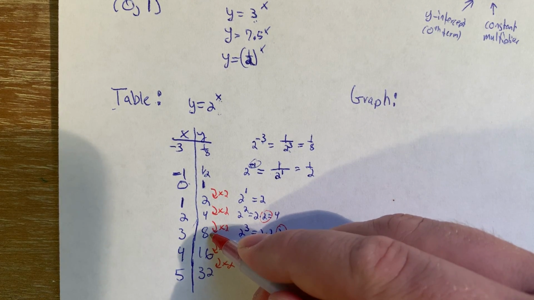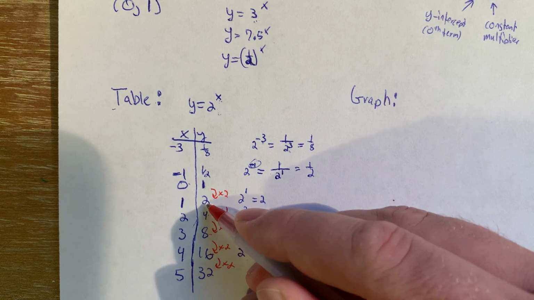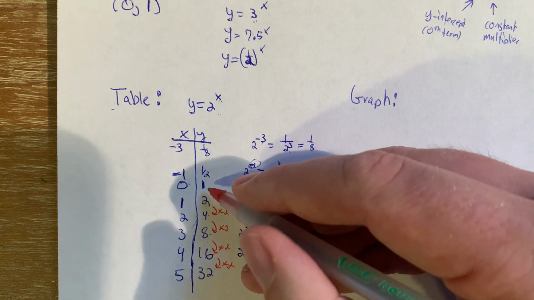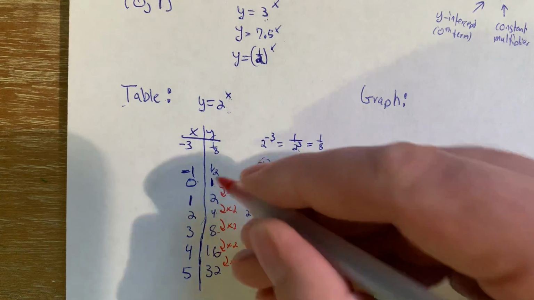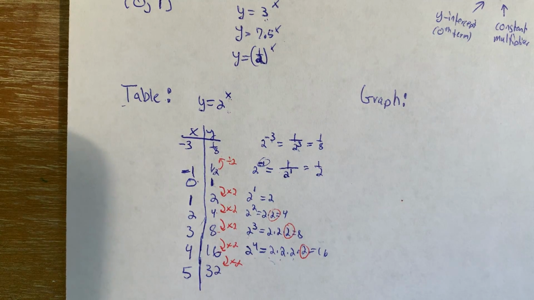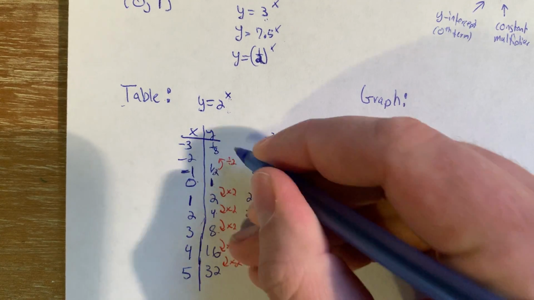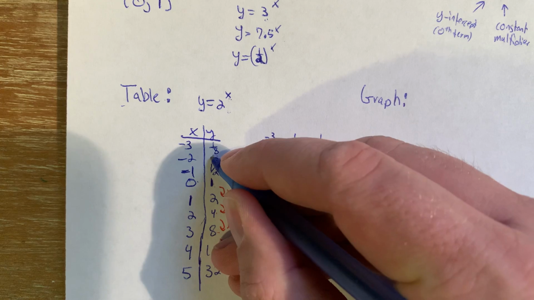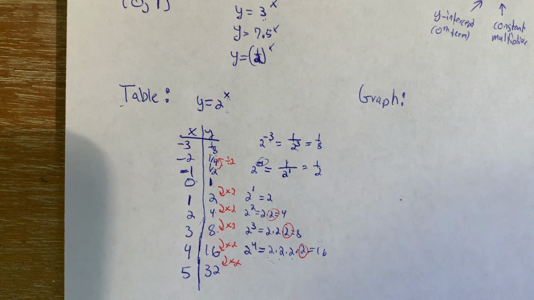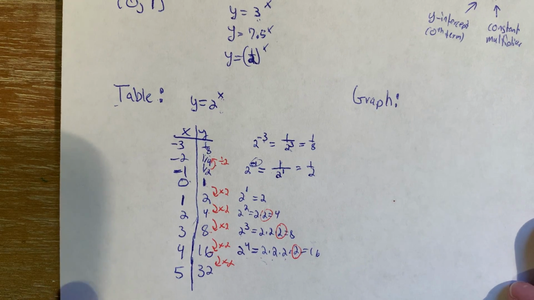16 divided by 2 is 8. 8 divided by 2 is 4. 4 divided by 2 is 2. 2 divided by 2 is 1. 1 divided by 2 is 1/2. 1/2 divided by 2 will tell us the one before it, which is 1/4. So, you know, when you go backwards along a table, you can divide.